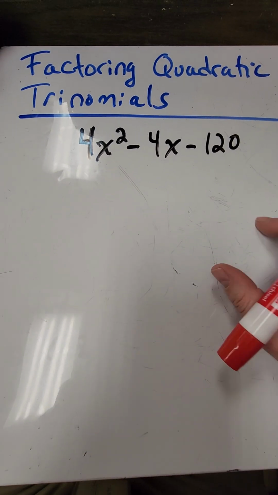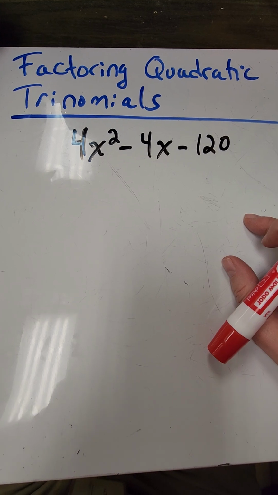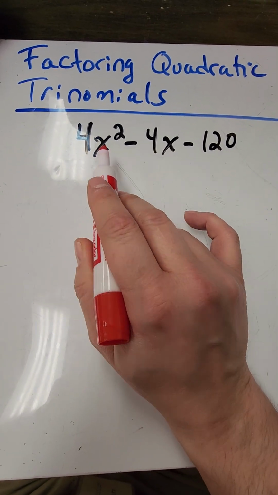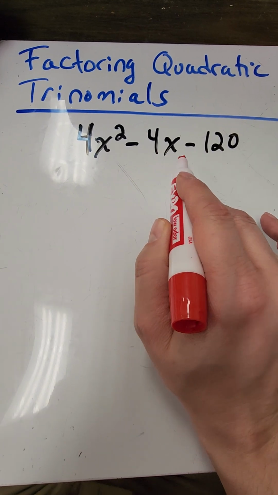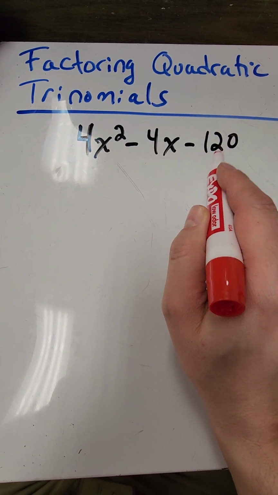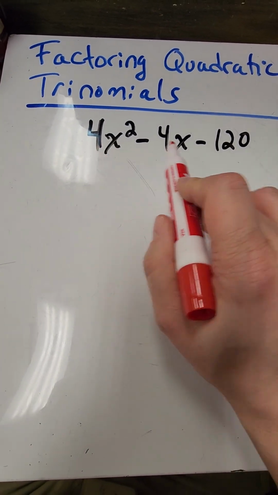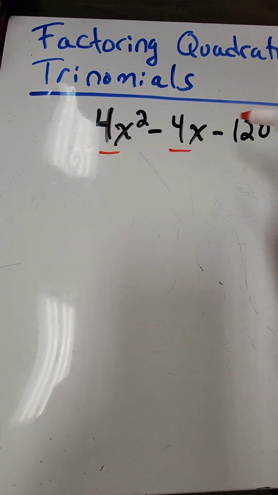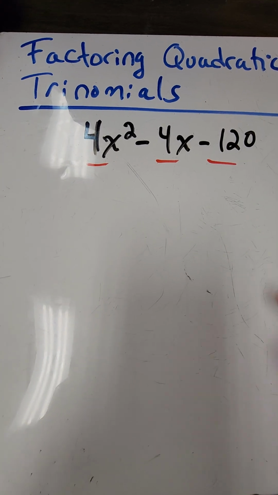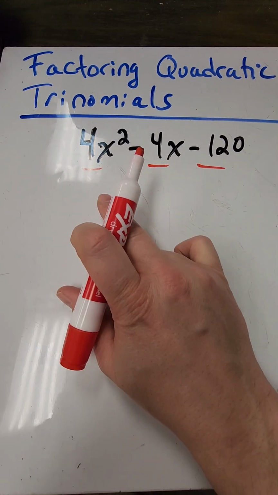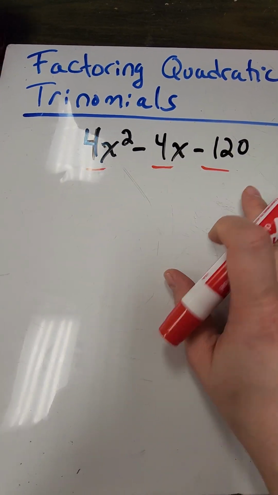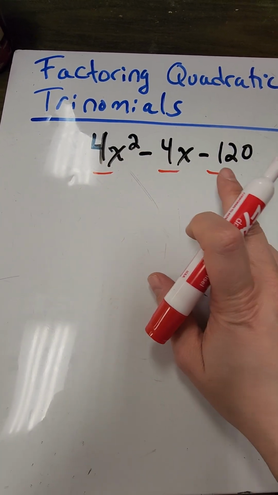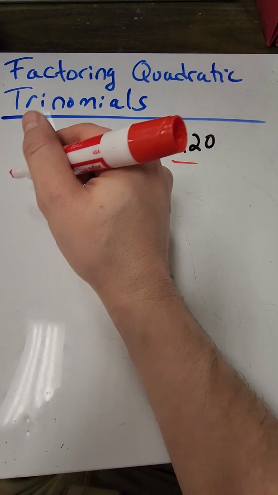Okay, here we have an example of factoring quadratic trinomials. Right, so we have 4x squared minus 4x minus 120. So the first thing we always look for is, is there a term, a factor that is common to all three terms? Right, so they don't have an x in common, but the greatest common factor between 4 and 120 is going to be 4.